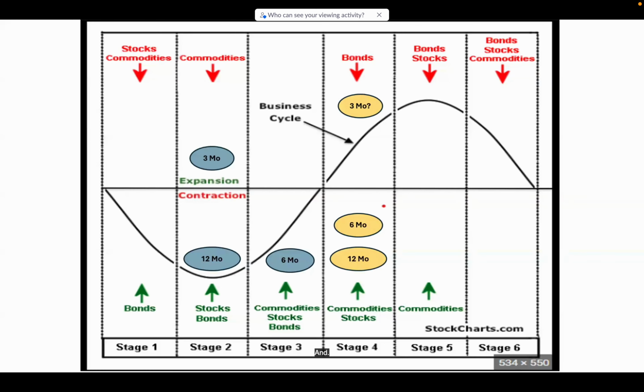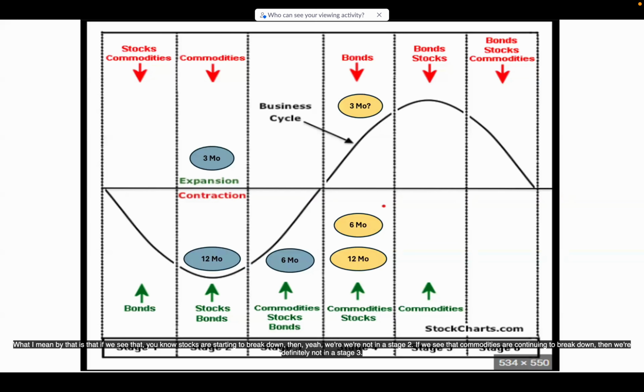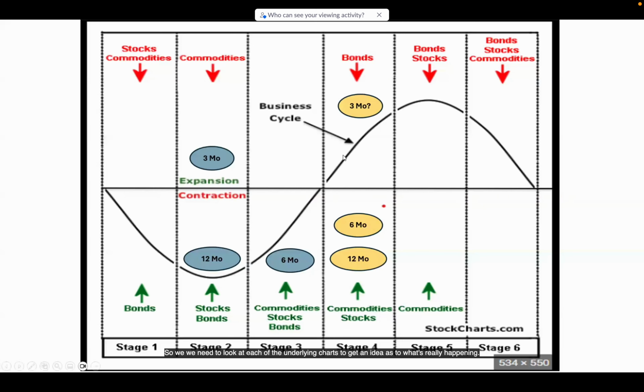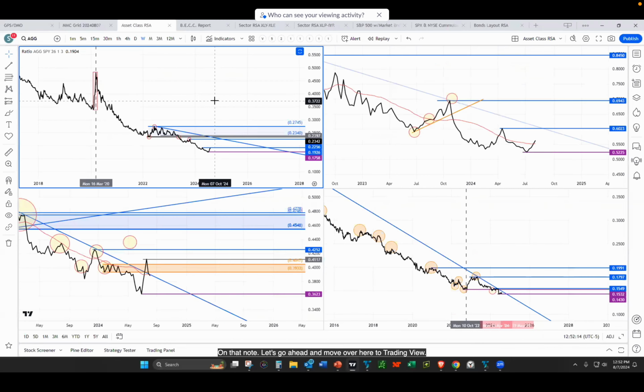All right. And what I mean by that is that if we see that stocks are starting to break down, then yeah, we're not in a stage 2. If we see that commodities are continuing to break down, then we're definitely not in a stage 3. So we need to look at each of the underlying charts to get an idea as to what's really happening. Now, on that note, let's go ahead and move over here to TradingView.